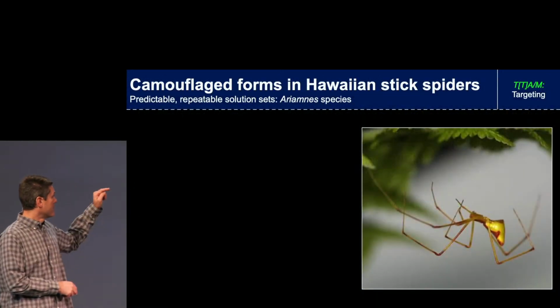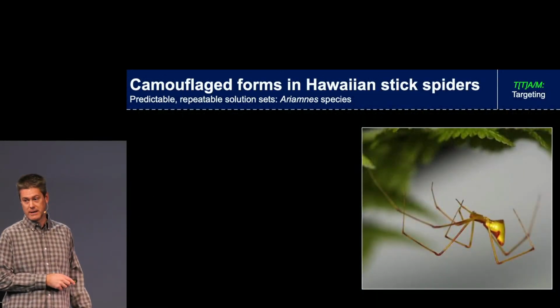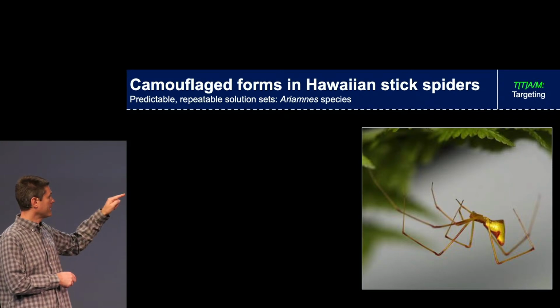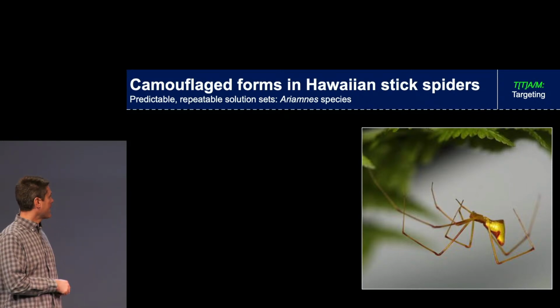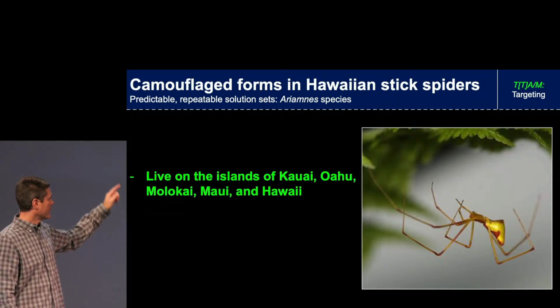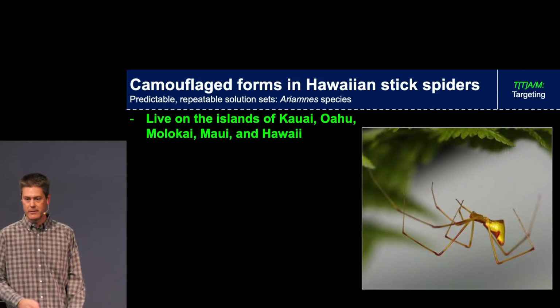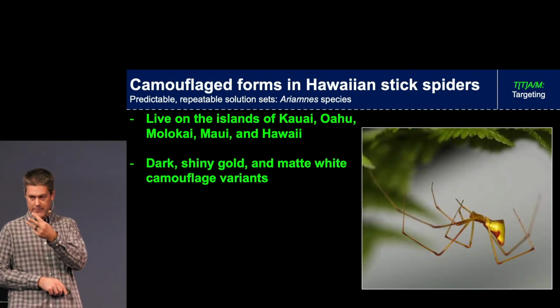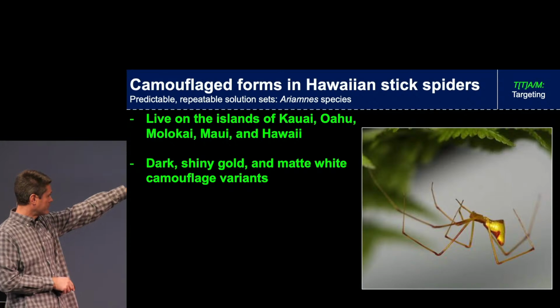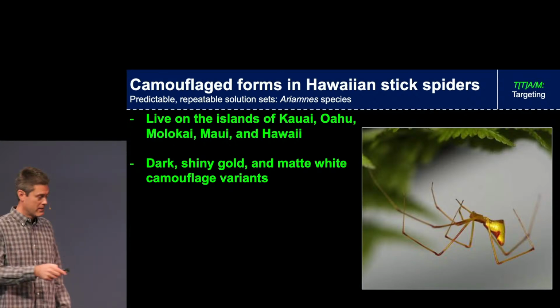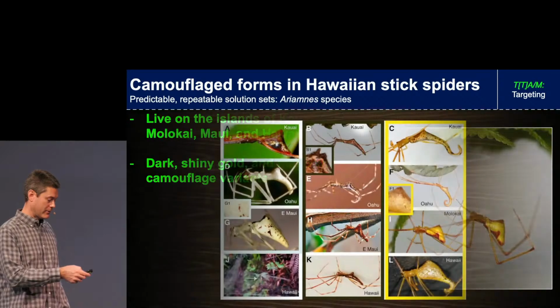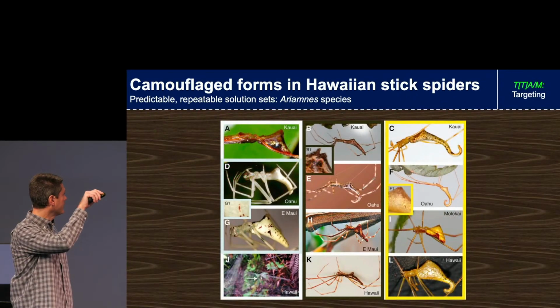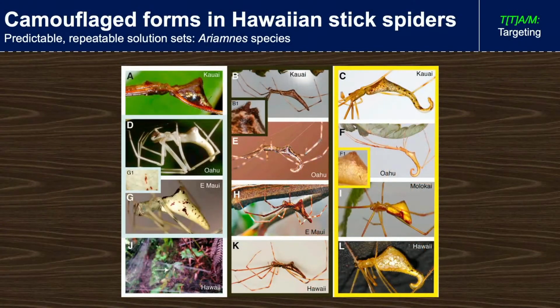Here's another example of predictable, repeatable solution sets being employed by organisms. This is a Hawaiian stick spider, and these inhabit several islands in Hawaii, from Kauai, Oahu, Molokai, Maui, and the Big Island of Hawaii. And they have come in 3 different camouflage variations: the shiny gold, which you see here, dark, and matte white. So here are some examples of those spiders from different islands. The top row is from Kauai, this is from Oahu, these are from Maui, this one's from Molokai, and then these are from the Big Island.